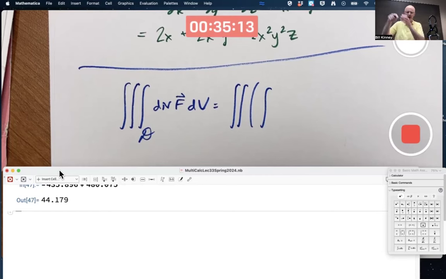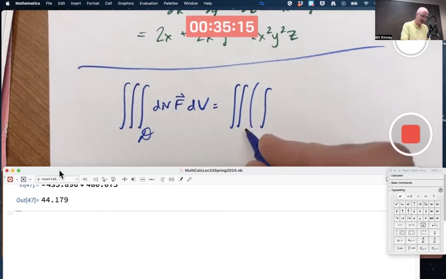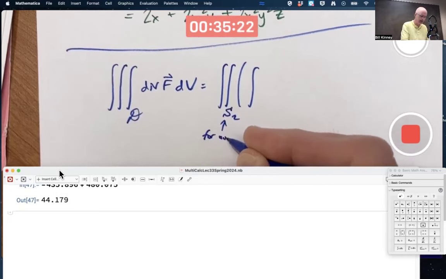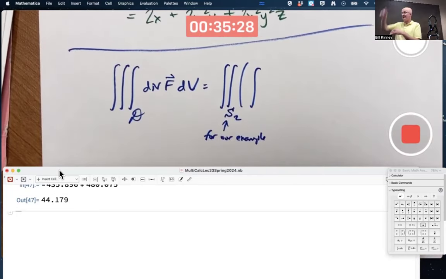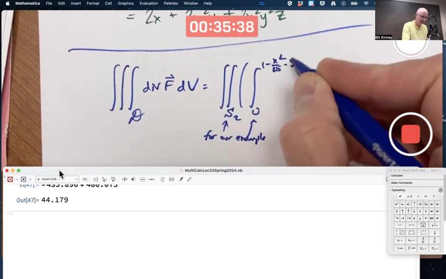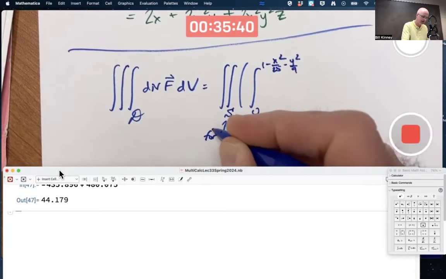What should I call the ellipse at the bottom? I guess I've already called it S2 for our example. The inner integral is with respect to z, and for our example it's going to have lower limit 0 and upper limit 1 minus x squared over 25 minus y squared over 9.